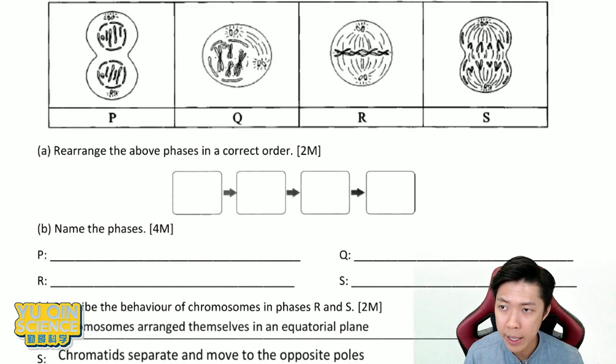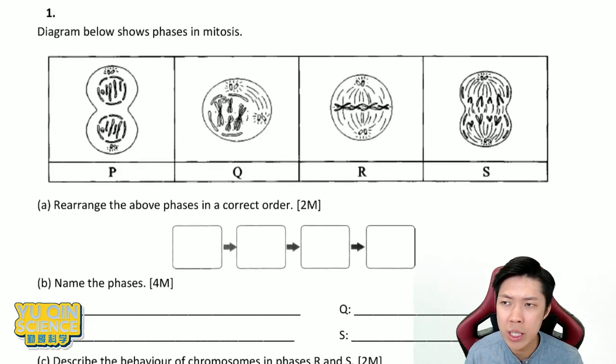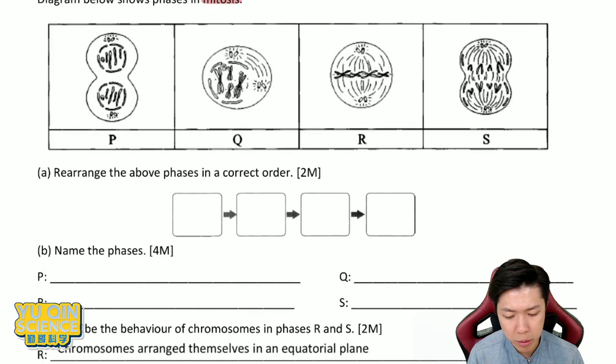I think we need to arrange the sequence. First of all, this is mitosis, already given. You will have to arrange them in sequence, okay? So can you try? Maybe you can pause the video, write down the answers, then play back. Okay, so the correct sequence will start from Q, that will be the first step.